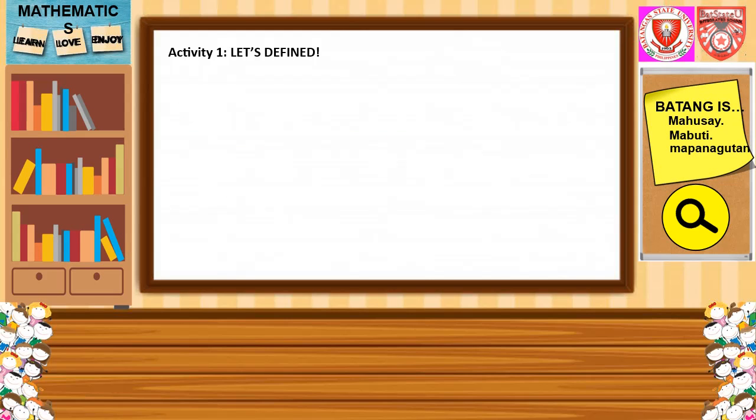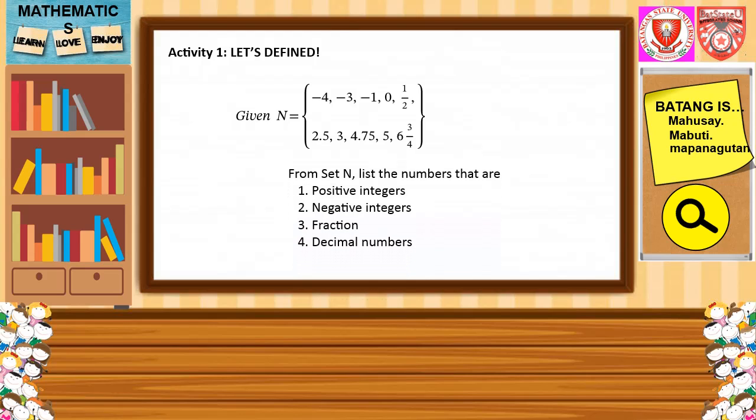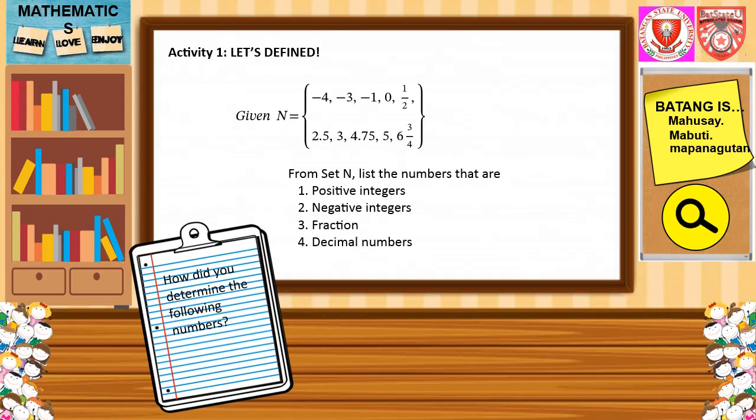Activity 1. Let's define. Given N is equal to -4, -3, -1, 0, 1/2, 2.5, 3, 4.75, 5, 6, and 3/4. From set N, list the numbers that are positive integers, negative integers, fractions, and decimal numbers. How did you determine the following numbers?